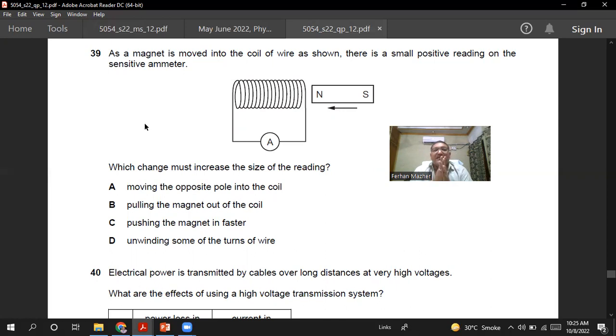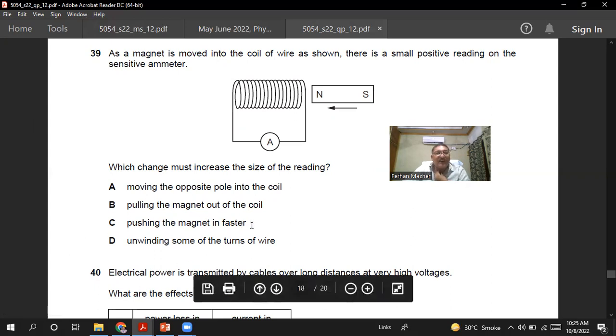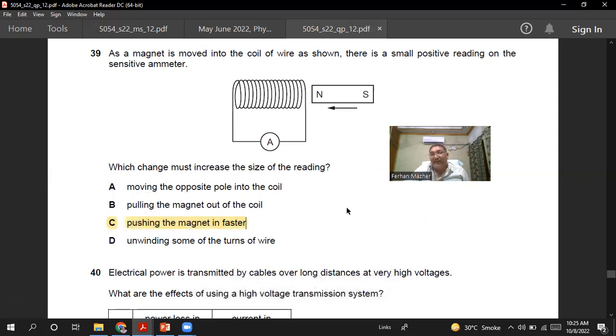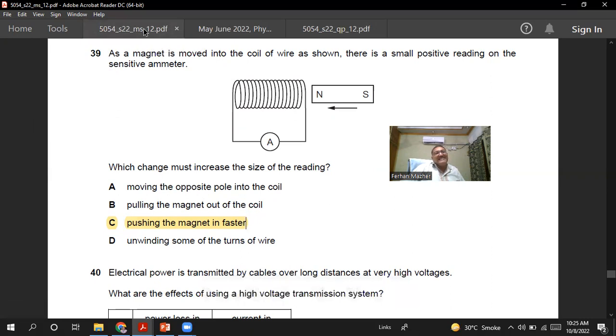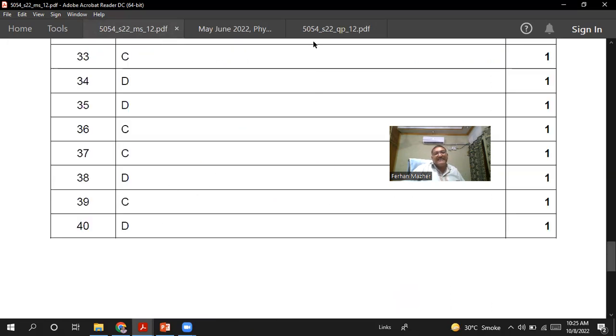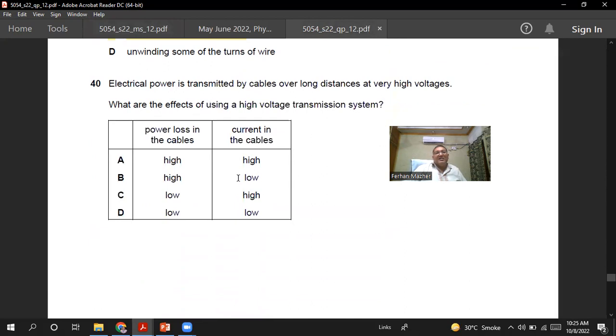Okay. So which change must increase the size of the reading? Moving the opposite pole into the coil? No. Pulling the magnet out of the coil? No. Pushing the magnet in faster? Yes, that can do that job. If you move the magnet faster, the EMF induced will be larger. Unwinding some of the turns of the wire, that will decrease the current. You should increase the number of turns of the coil. So question number 39, I think C is the right option. Question number 39, C is the right option.